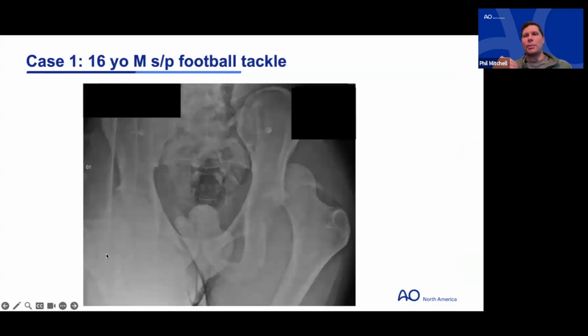So let's start with this first case, Patrick, a case of yours. Tell us what you see on this film. Yeah. So this is a 16-year-old gentleman that was playing football here in Texas, which is a big deal.